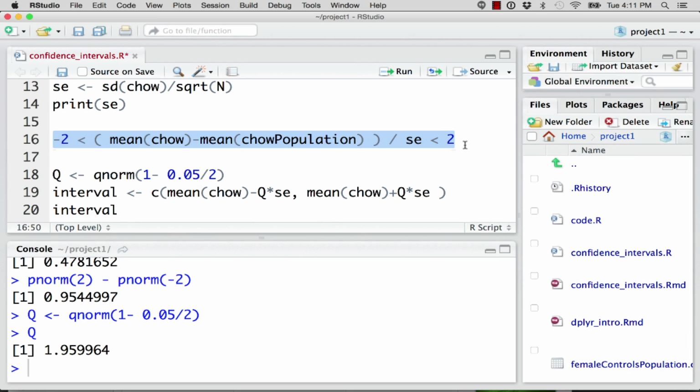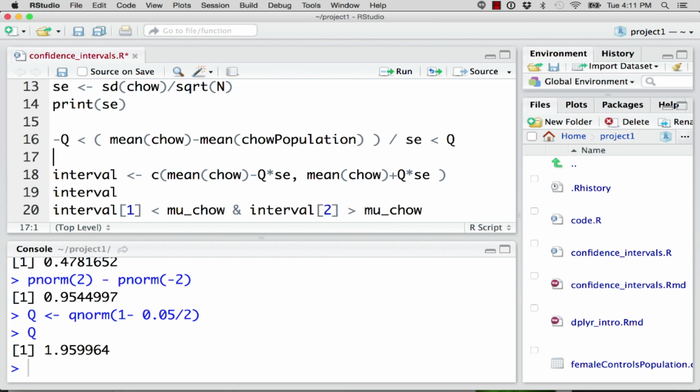Let's look at that for a little bit. That's because the thing in the middle is normal 0-1, and a normal 0-1 random variable is between minus 2 and 2 95% of the time. We want to be precise here. We can say minus q and q. So let's actually do that.